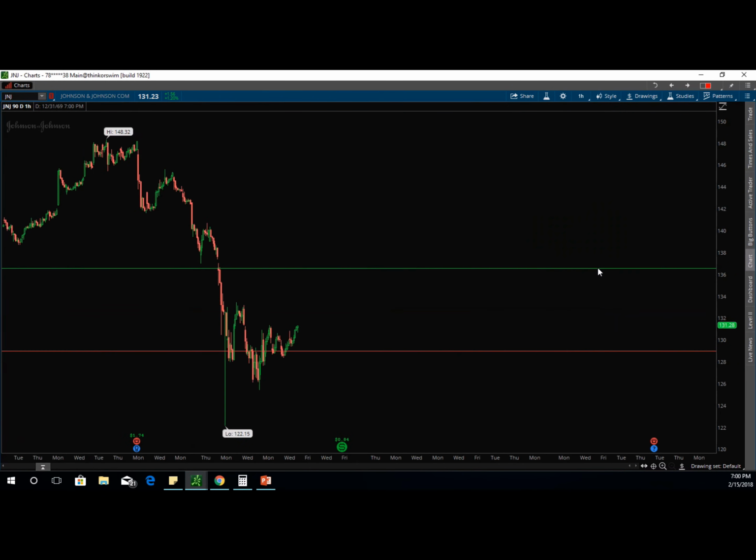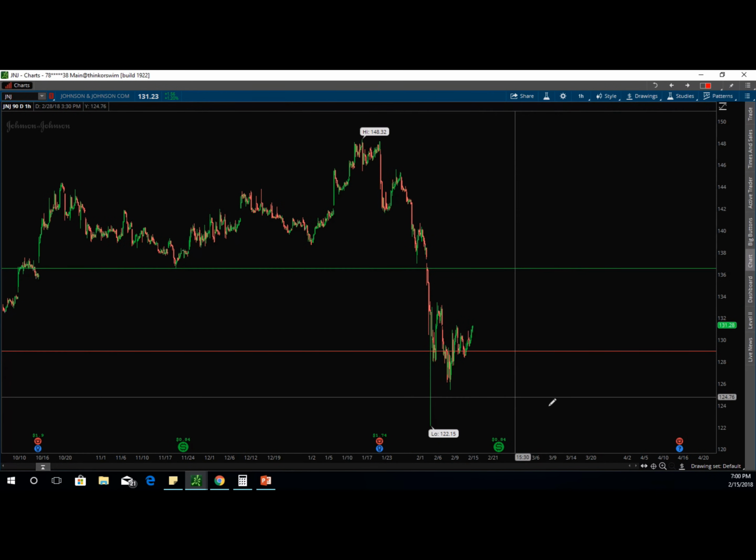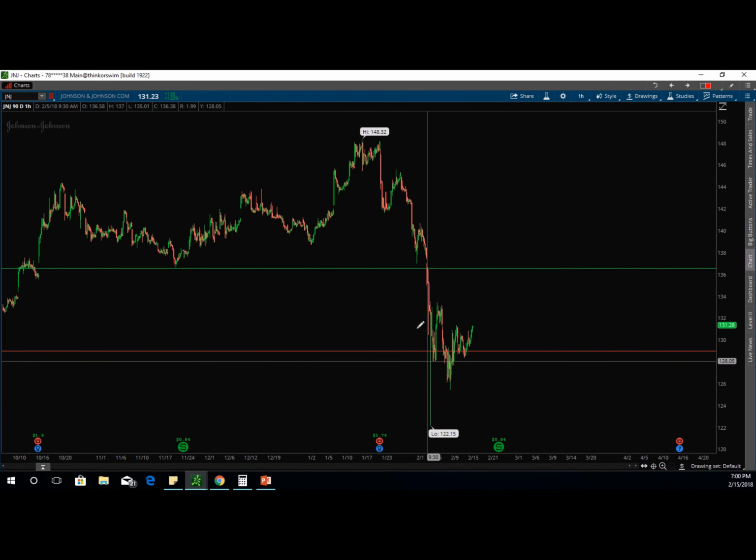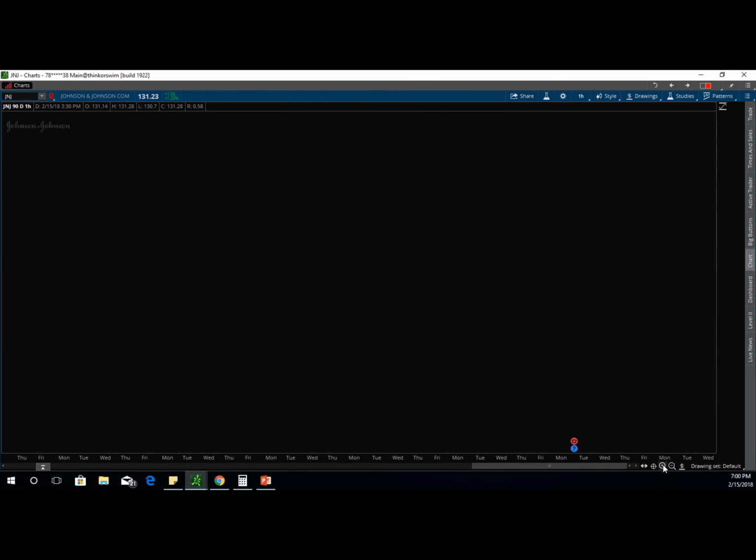Now, as you can see, when I change the style, the trend lines that I drew on the daily chart are now here on the hourly chart. What I'll have to do in this case is zoom in, because due to the sell-off that we recently had over the last couple of weeks, Johnson & Johnson is not as high as it once was. So I'll zoom in and focus on this area a little bit more to draw some new levels.